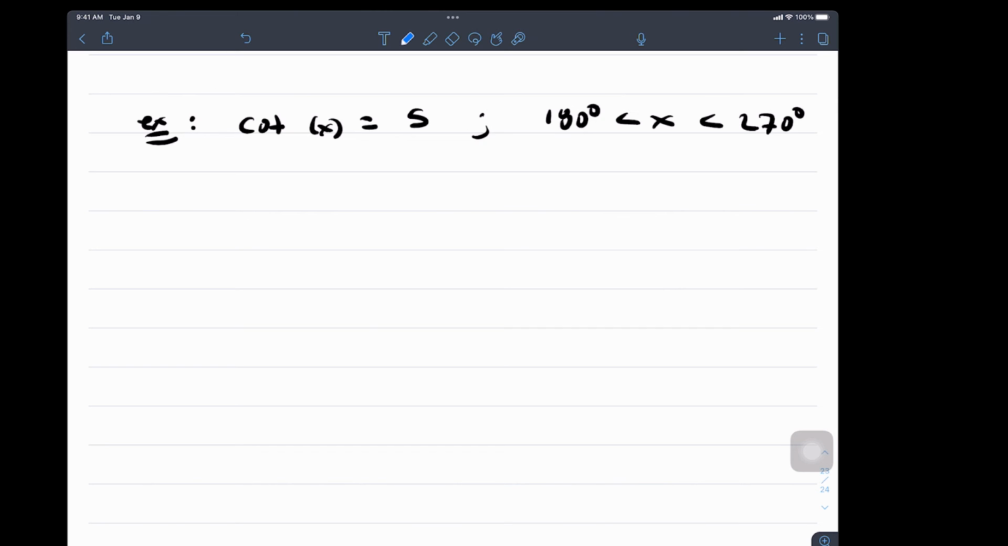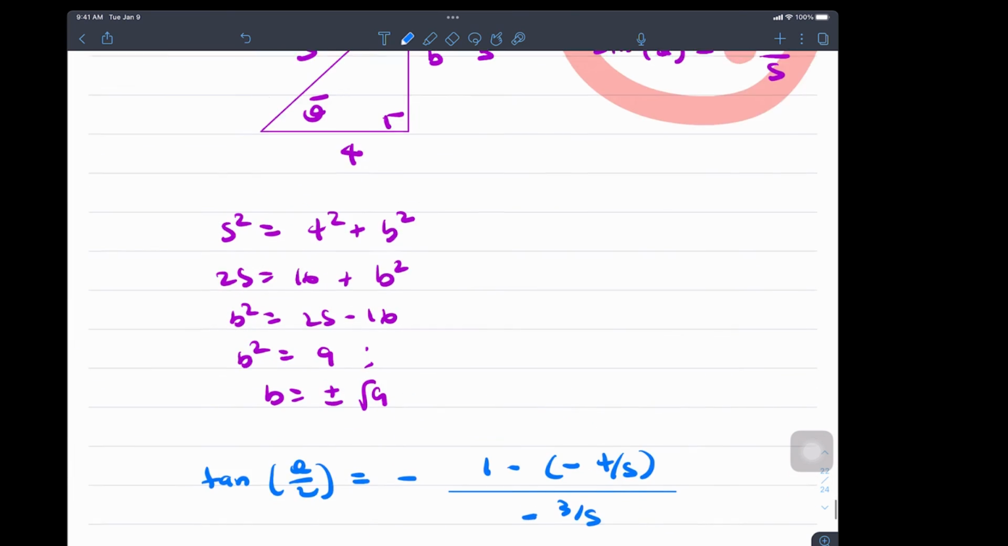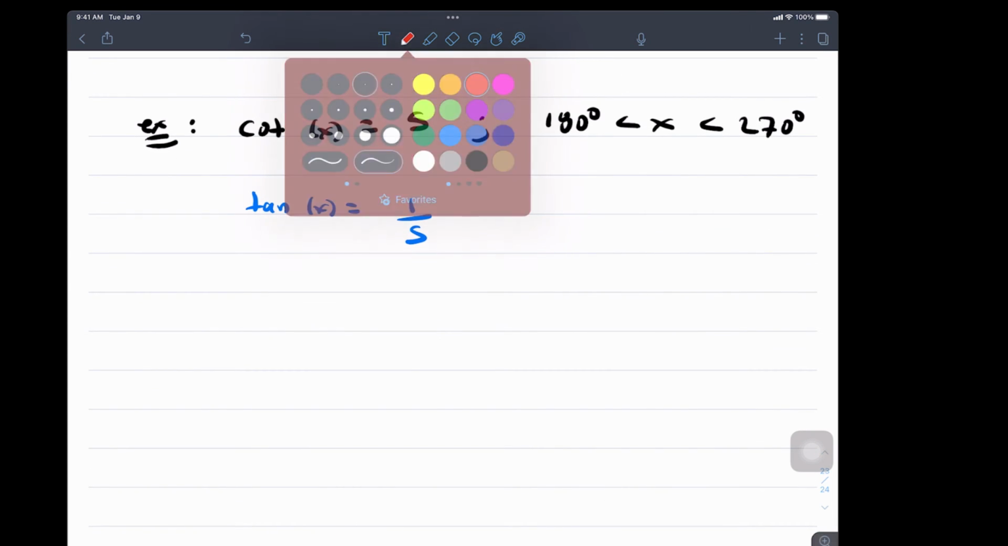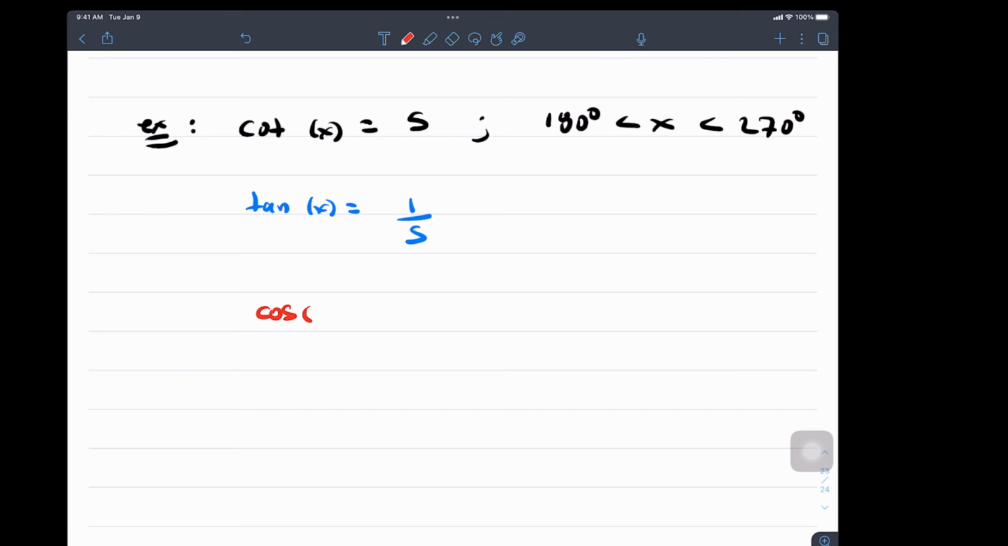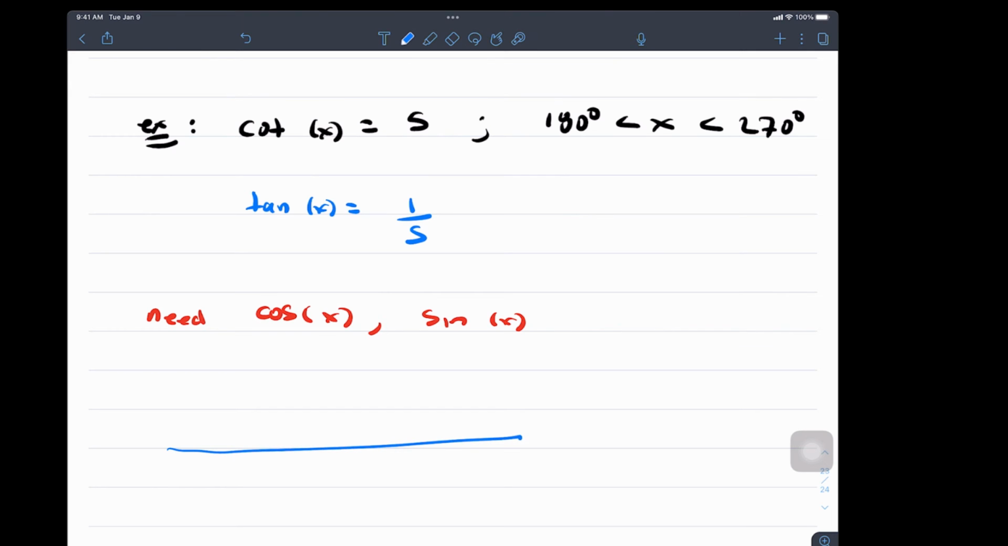Okay. If cotangent is 5, what does that mean about tangent? Do you guys know? It's 1 over 5. Is that true? And so for all of these identities, first of all, notice what you're going to need. I'm just going to remark here because we're running out of time. We're going to need what cosine is and what sine is. Okay? So we need cosine and we need sine.